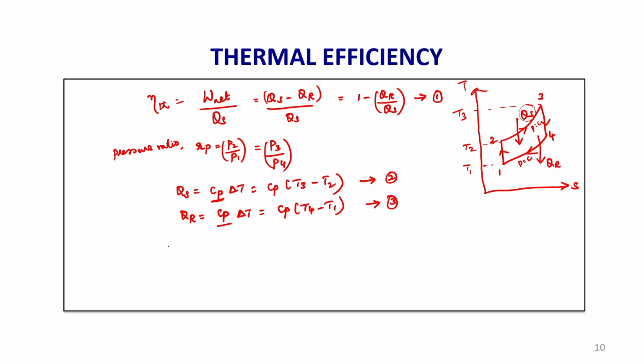Substitute 2 and 3 in equation number 1. So, we get the thermal efficiency equal to 1 minus Qr, where instead of Qr I substitute Cp into T4 minus T1, and instead of Qs I substitute Cp into T3 minus T2. So, you have to substitute equation number 3 in the numerator and equation number 2 in the denominator.